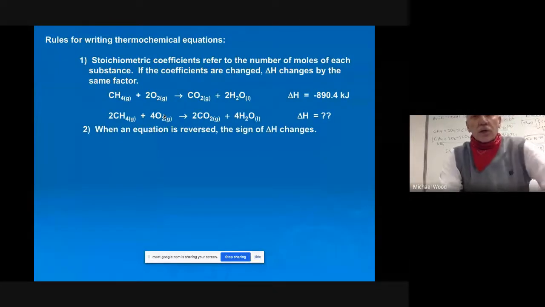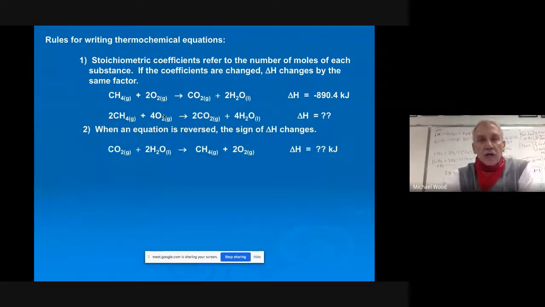Okay, and when an equation is reversed, the sign of the delta H changes. So here is just the reverse of that first equation. So the delta H in this case, all I would do is change the sign. So the delta H there would be positive 890.4. What goes in for number 2 is just change the sign, 890.4.